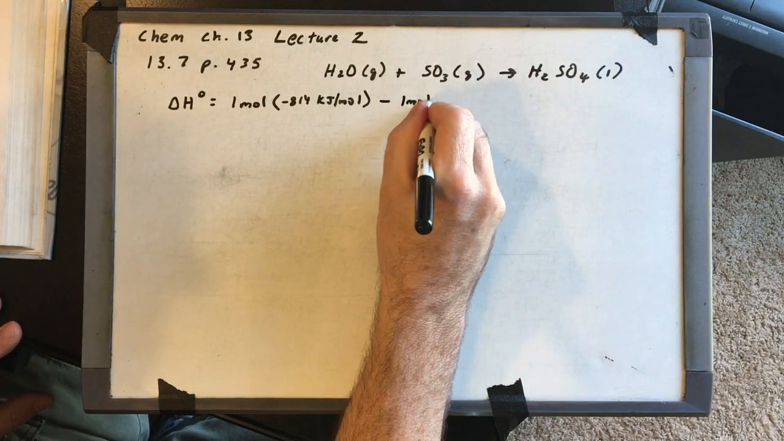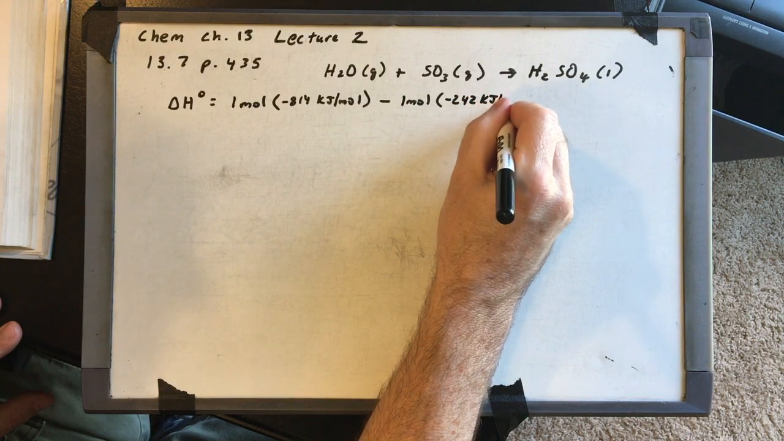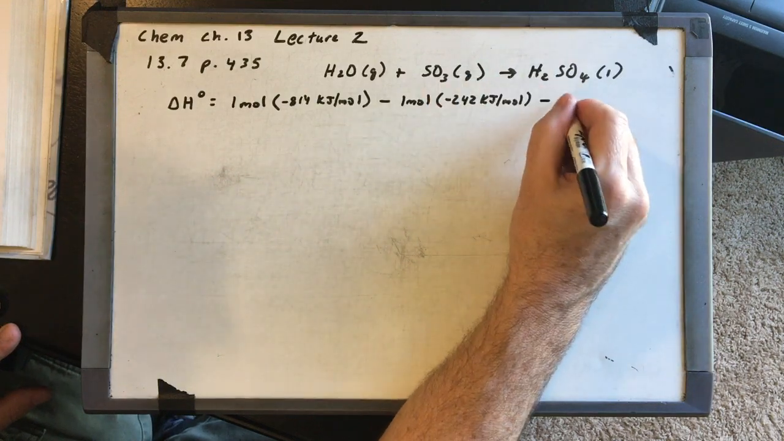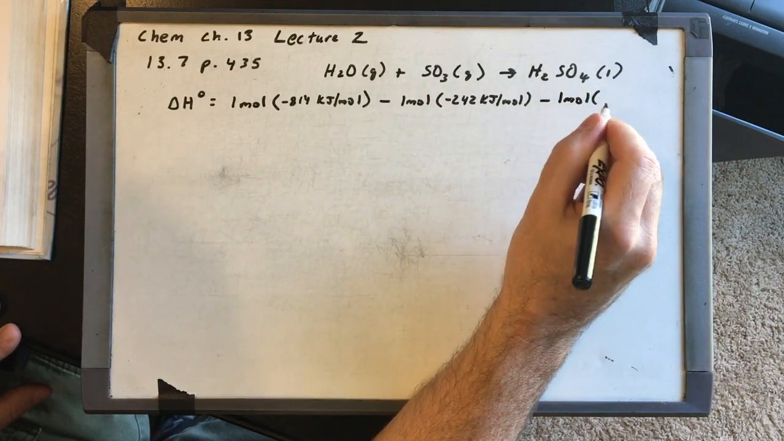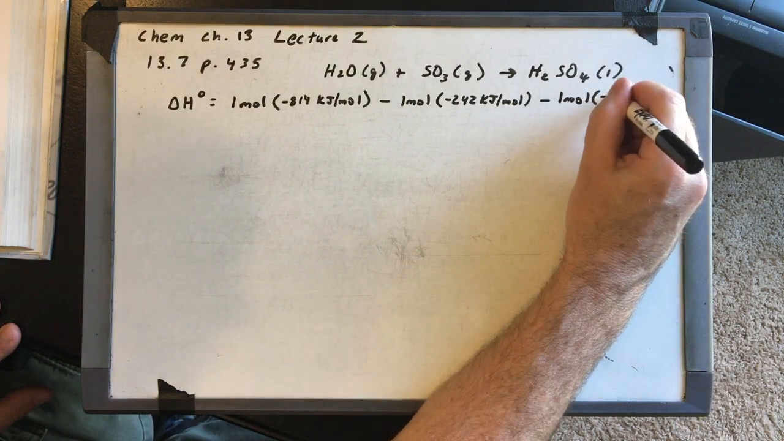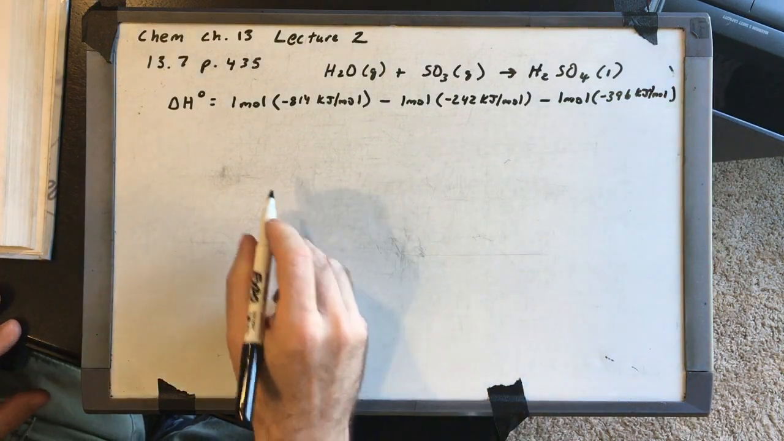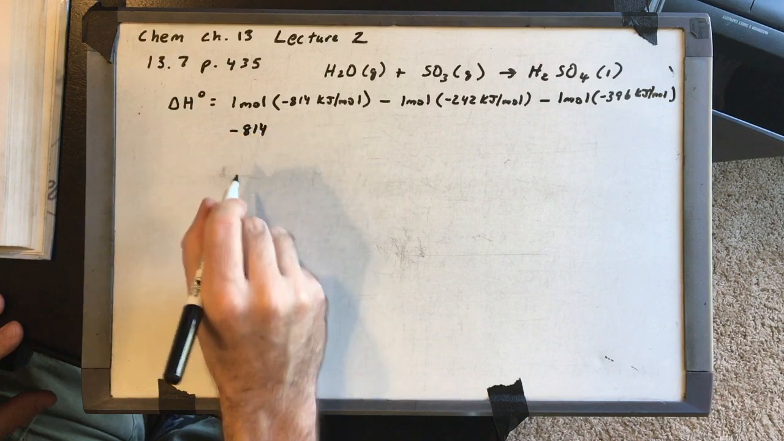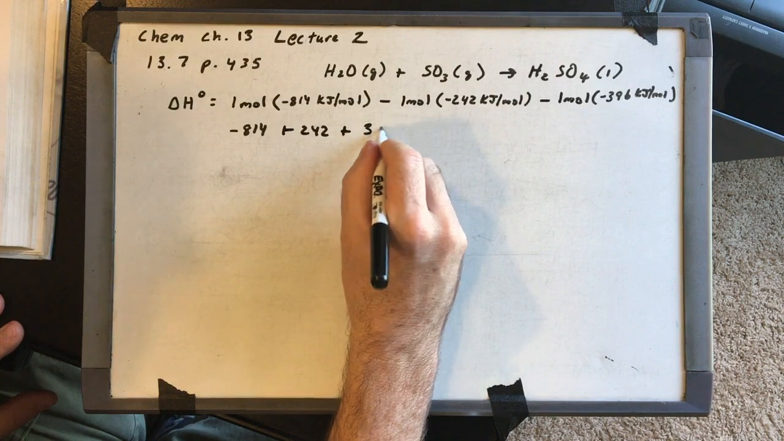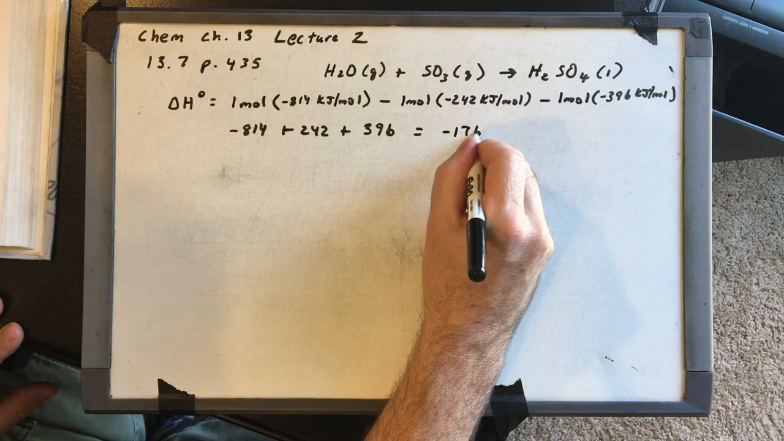Minus 1 mole of H2O gas, and then we have to subtract out the other reactant, 1 mole of SO3 gas, which is negative 396. Okay, so that'd be negative 814. Negative negative makes a plus 242 plus 396. So that's negative 176 kilojoules.